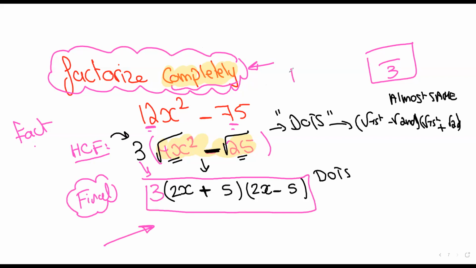So this is a DF question, a double factorization question. As you can see, we started off with the highest common factor, and then by looking at the bracket, I found that this bracket can be factorized again. So I factorized it using the DOTS procedure, and your final answer is 3 items: the 3, which is the result of the highest common factor, and the 2 brackets that we have over here.